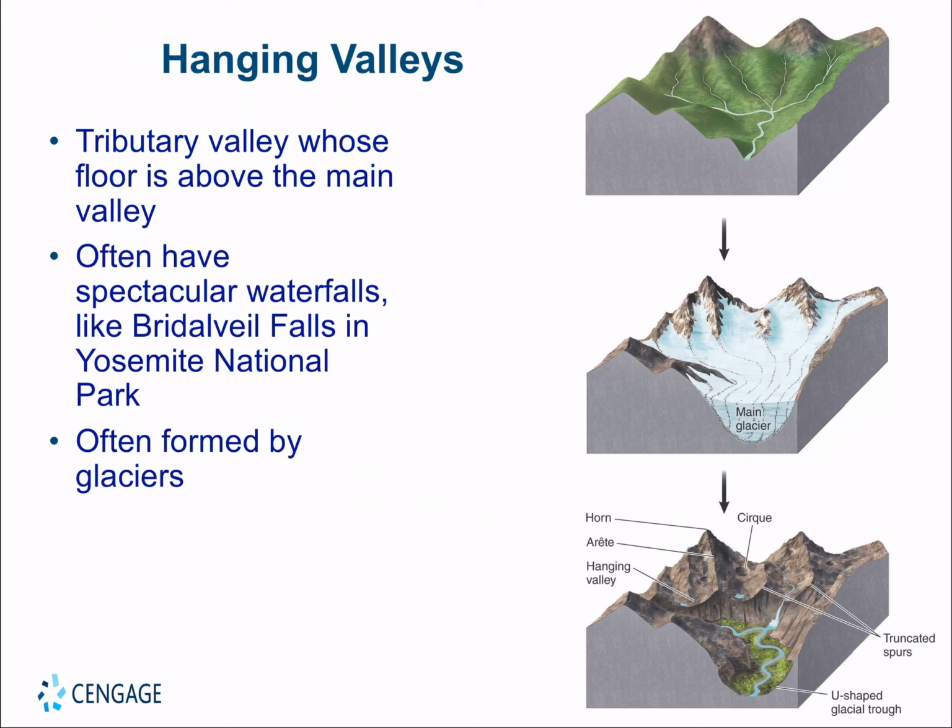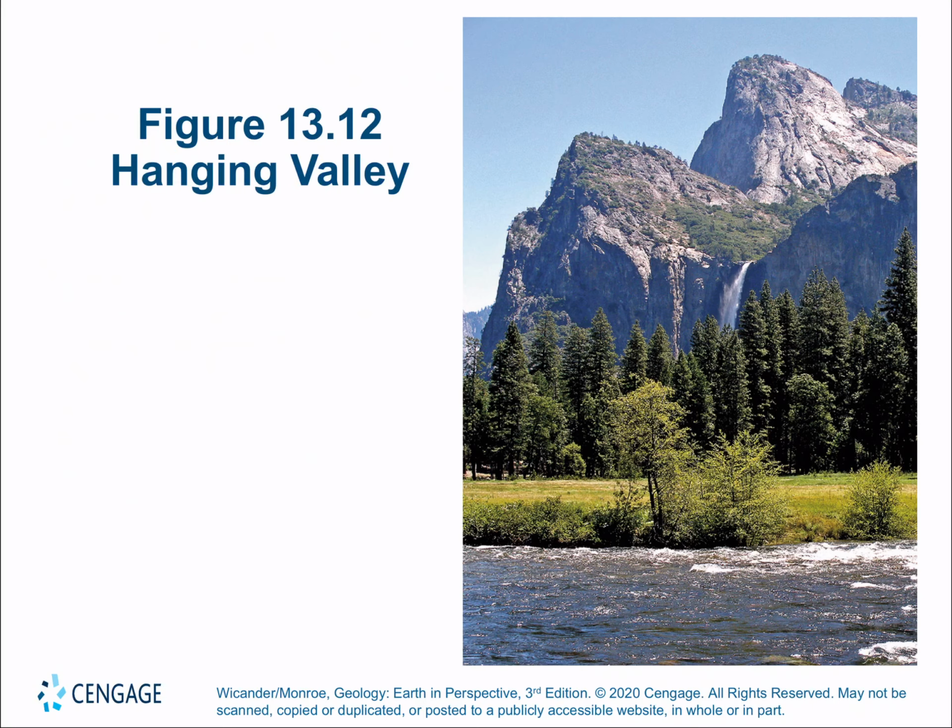Another feature we see are our hanging valleys. A hanging valley is a tributary valley whose floor is above the main valley. So in this bottom picture, you see this is your hanging valley. That valley is above the main valley floor that's shown by the arrow. Usually hanging valleys, not always, but a lot of the time, produce beautiful waterfalls that you will see. Nice hanging valley right in this picture, and here's our water cascading down in a waterfall.